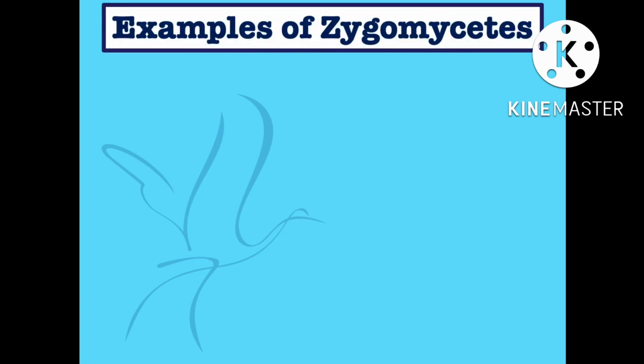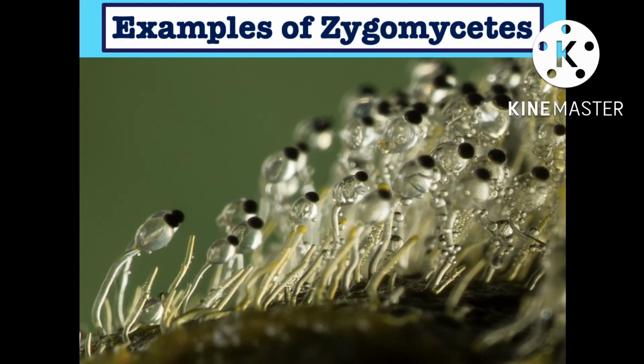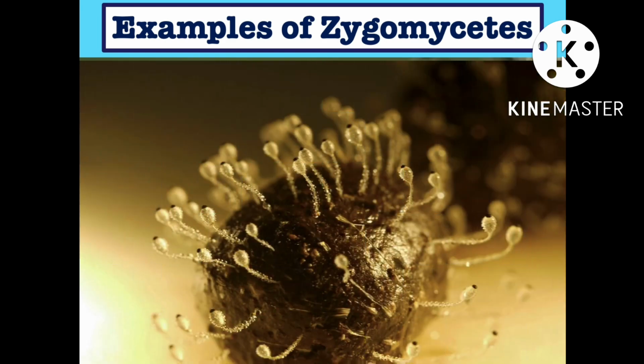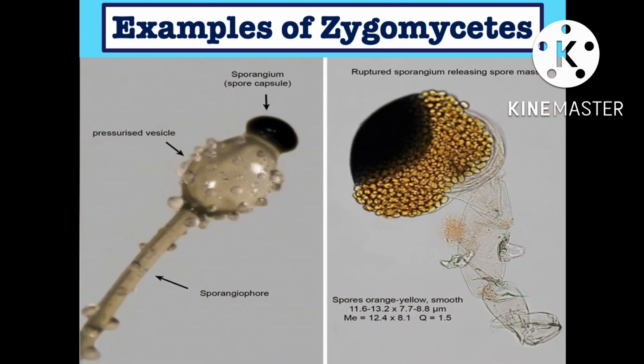Now, after this, some examples of zygomycetes. First one is Pilobolus. The common species is Pilobolus crystallinus, which grows on dung. The fungi which grow on dung are called coprophilous, you know about it. The mature sporangia are shot to a distance of more than 6 feet in the air, and therefore the fungus is called squirting fungus.